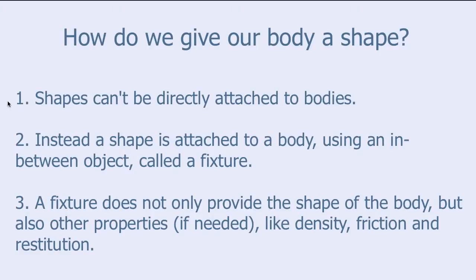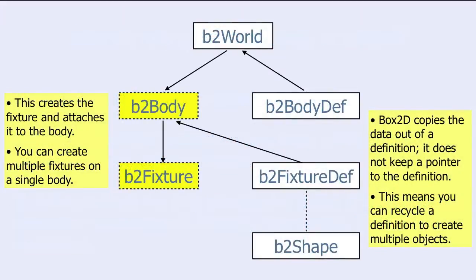Shapes can't be directly attached to a body. Instead, a shape is attached to a body using an in-between object called a fixture. A fixture does not only provide the shape of the body to an object, but also properties like density, friction, and bounciness. Here is a summary of the process.